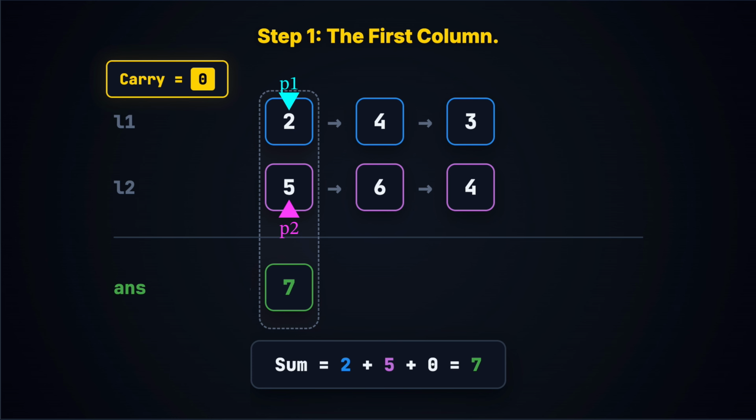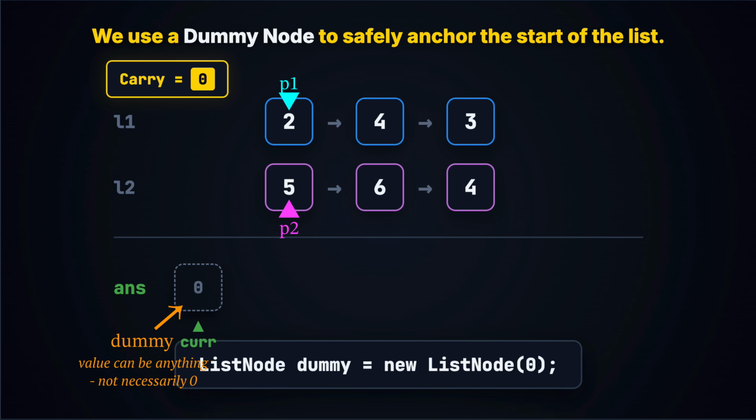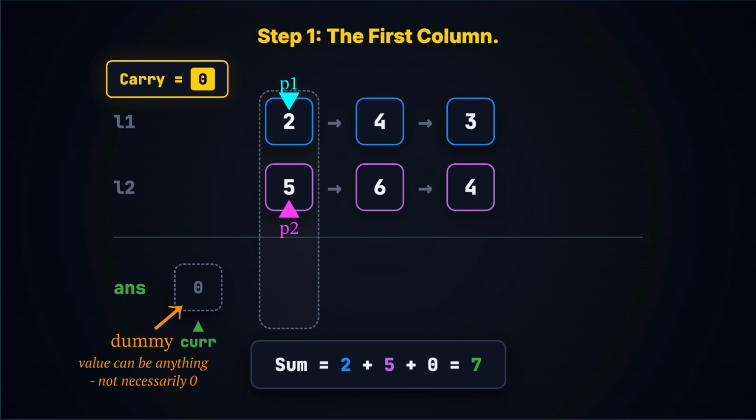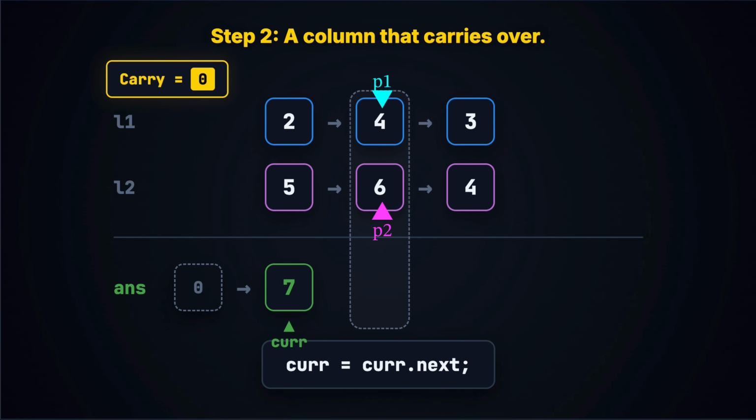To dodge that, we use a classic interview trick, a dummy node. We create a dummy, point a cur pointer at it, and simply attach our 7 node to cur.next. Now we can treat the first digit exactly the same as the nth digit down the list. With node 7 logged in, cur pointer steps forward and our list pointers advance to 4 and 6. 4 plus 6 plus our carry of 0 is 10. Since 10 won't fit in a single node, we split it using basic math.